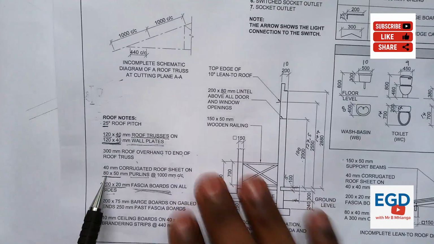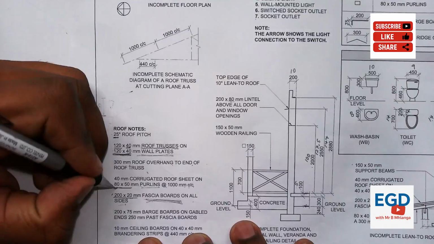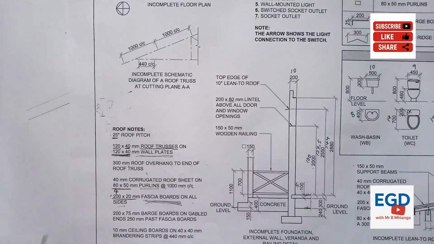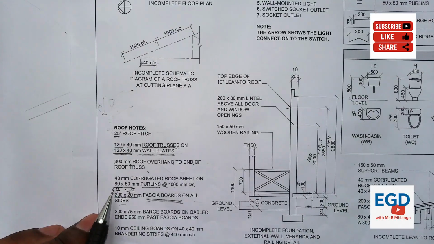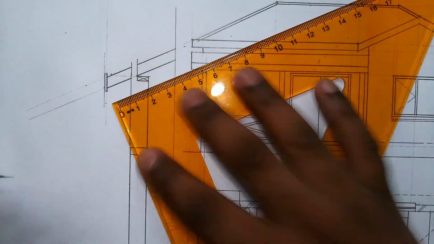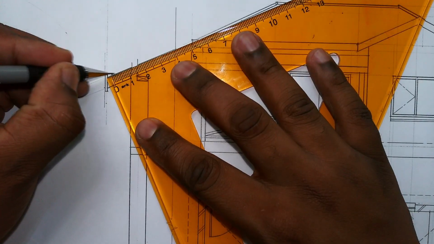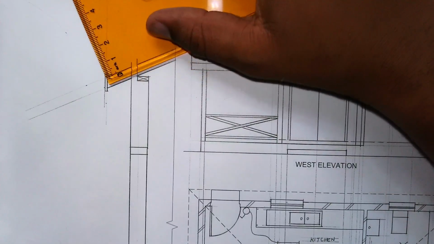When I divide 80 by 20, I get 4. Then 50 divided by 20 is 2.5, so I can make it 3. So the depth of the purlin is 50. I'll mark 3 going up from that point, and then I draw perpendicular lines.